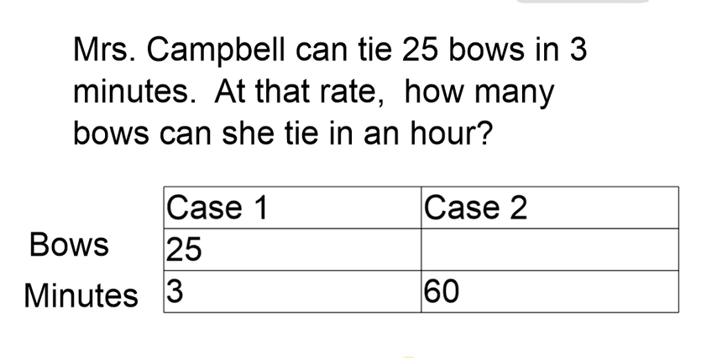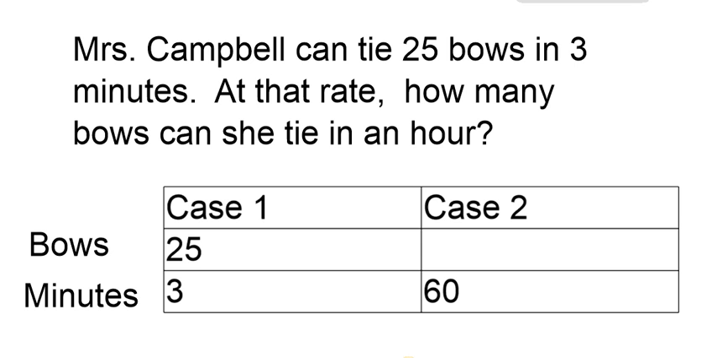Moving on. Let's try this again. It says Mrs. Campbell can tie 25 bows in 3 minutes. At that rate, so we have a rate. Rates and ratios are pretty similar, but it's not really a ratio, it's still a rate. At that rate, how many bows can she tie in an hour?